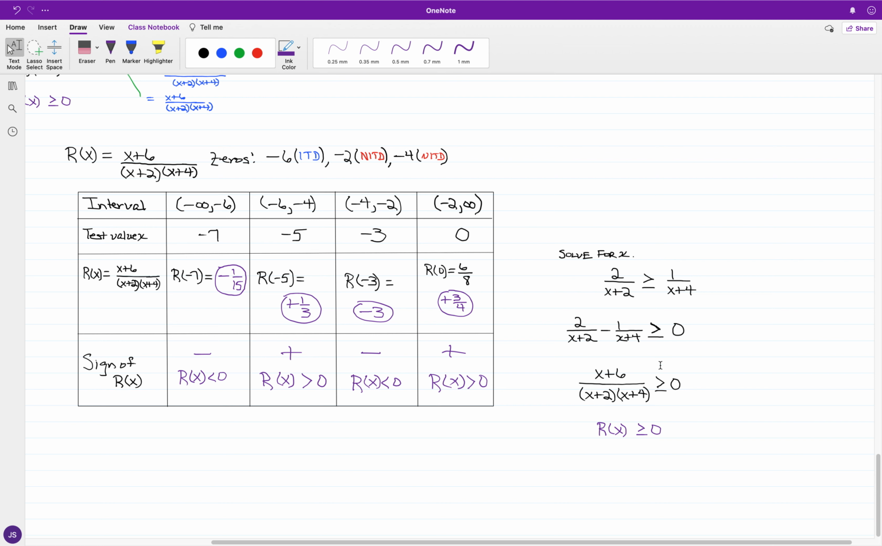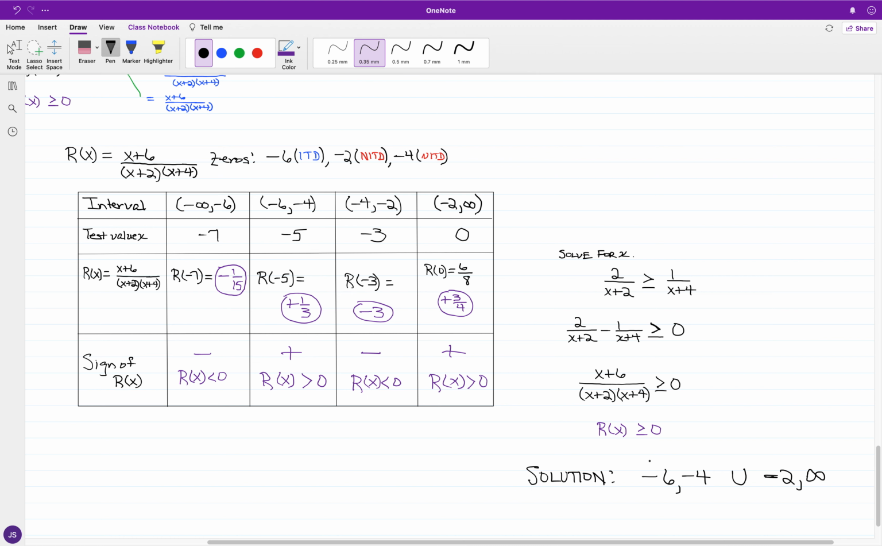Now, in the case of the solution, where we have R of x greater than or equal to 0, it is the same direction as where R of x is greater than 0. So we're looking at applying the limit values negative 6 and negative 4, and where R of x is greater than 0, between negative 2 and infinity. And again, we have the equal sign, so there could be brackets in the midst.